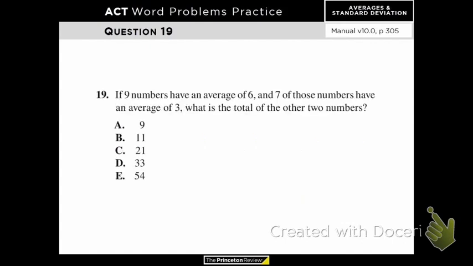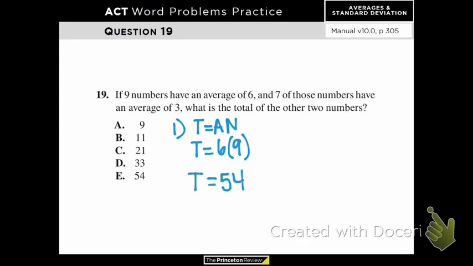Number 19, if 9 numbers have an average of 6 and 7 of those numbers have an average of 3, what is the total of the other 2 numbers? Okay, so this is 2 steps. First step is we want to use that equation that we talked about where the total is equal to A times N, the average times the number that there are. So the first part here, it says the average is 6 and there are 9 total numbers. Okay, so that gives us a total amount of 54.